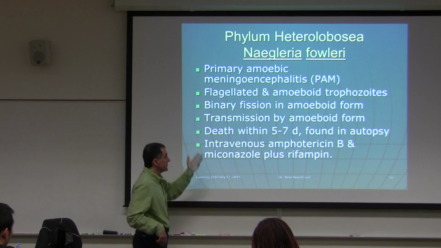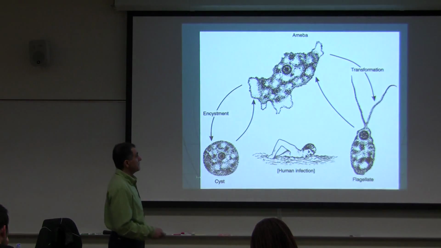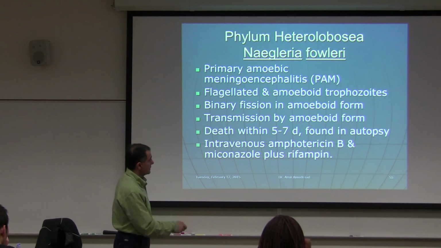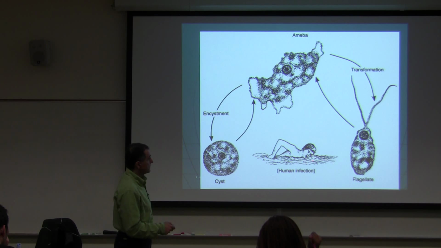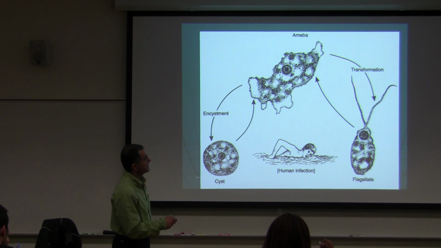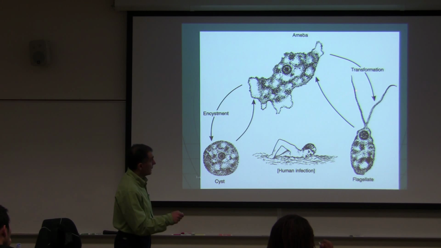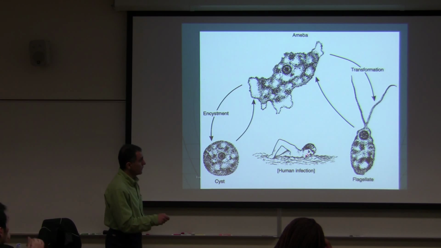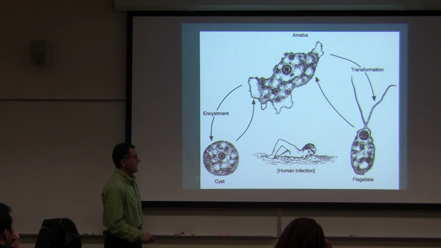I have examples of it for you guys. Then it can be treated. It can be treated by these drugs. Here is a person swimming, and here is the transformation from amoeboid to flagellated one, to amoeboid one to cyst one and amoeboid one, and of course the amoeboid one in humans causes a lot of this.